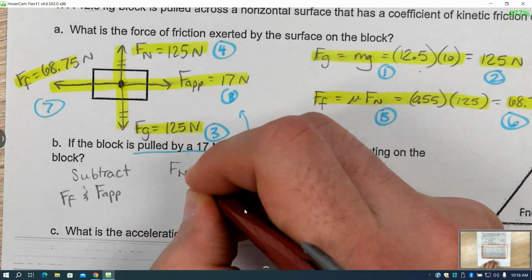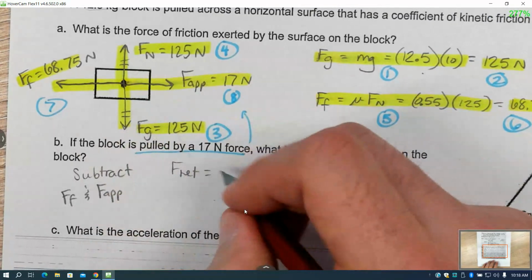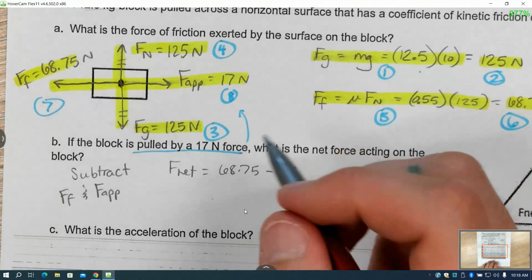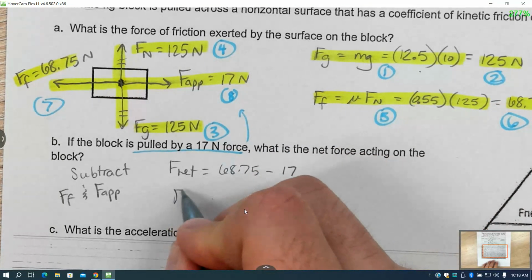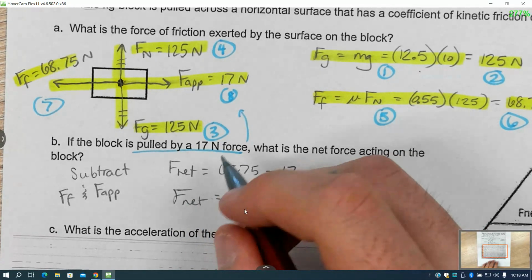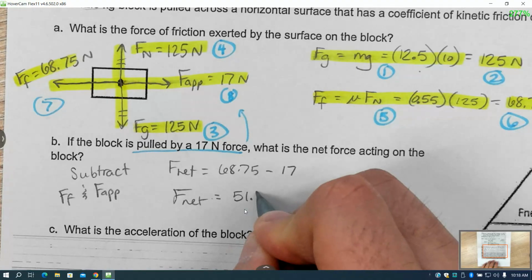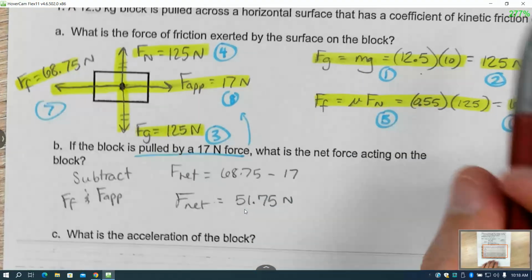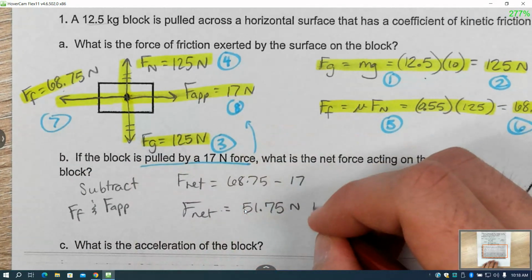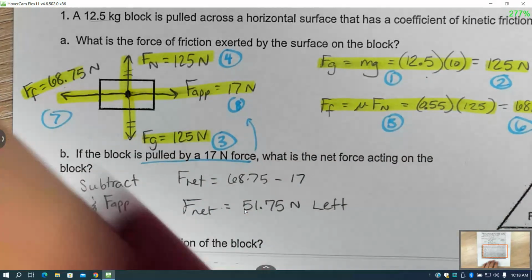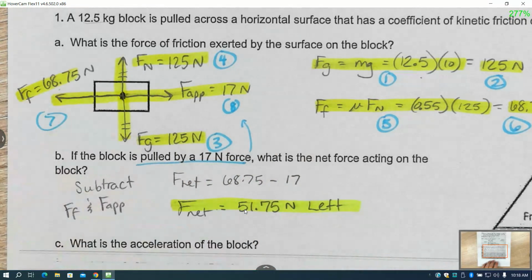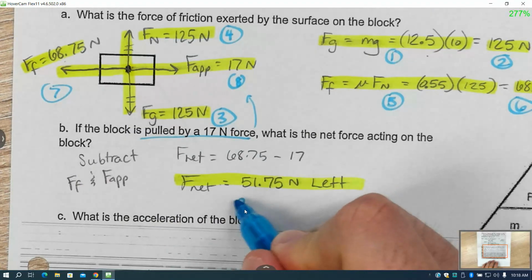So our F net is going to equal our 68.75 minus the applied force, which was 17, and this gives us a net force of 51.75 newtons, and the direction would wind up being to the left because the friction force was the larger side, larger magnitude. Right, that would be our ninth point. Ninth point, it's a step.